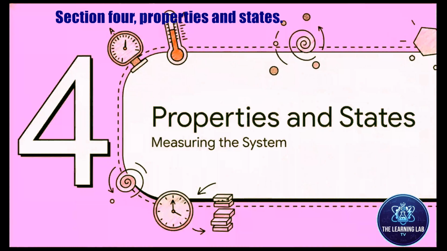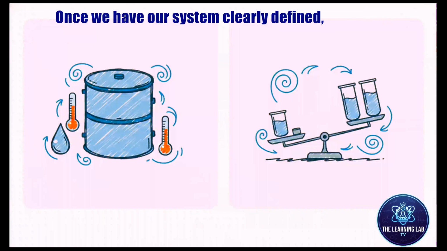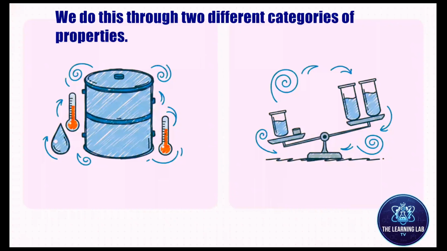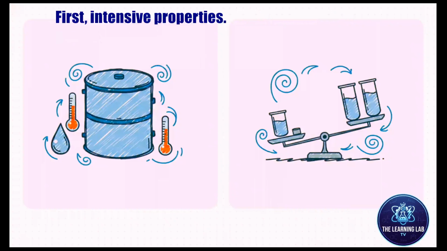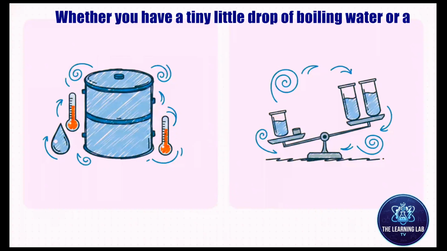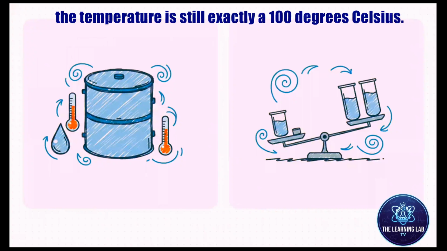All right, section 4, properties and states. Once we have our system clearly defined, we need to know its current stats. We do this through 2 different categories of properties. First, intensive properties. These are completely independent of mass. Whether you have a tiny little drop of boiling water or a massive industrial vat of it, the temperature is still exactly 100 degrees Celsius, right?